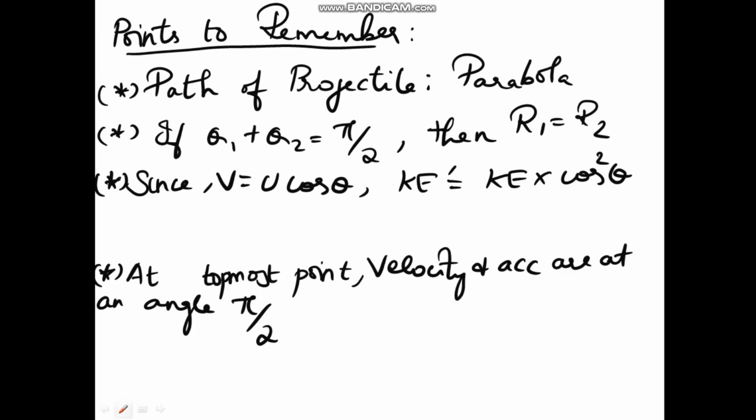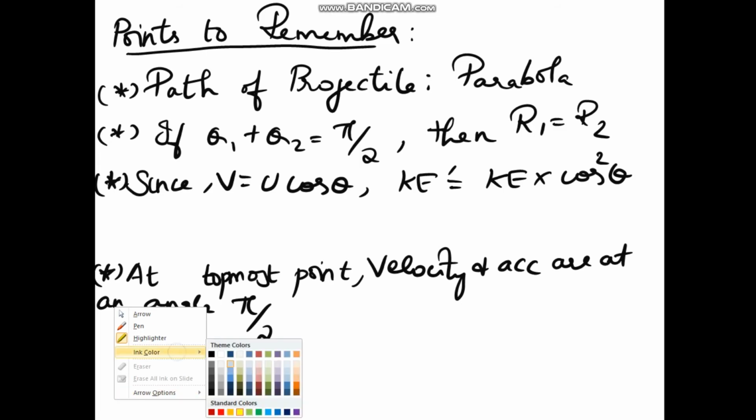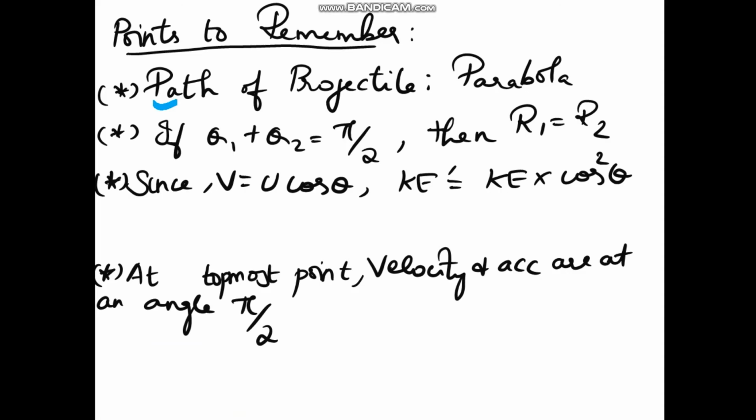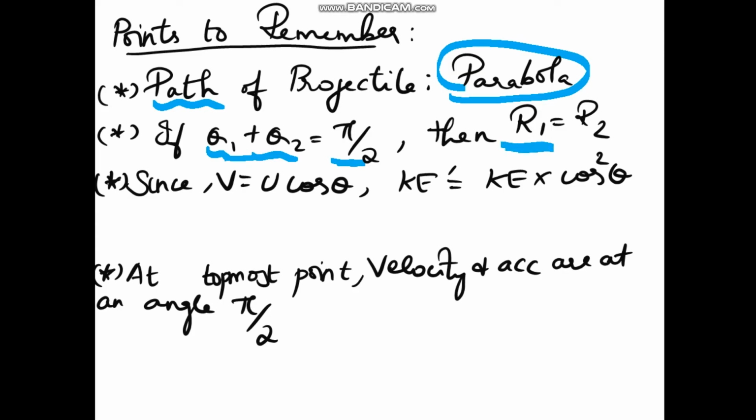Then what are all the important points that you must remember in projectile motion? Let us see. Path of the projectile is a parabola. This is a frequently asked question. Then if two angles are complementary, what is complementary meaning? Sum of two angles is 90 degrees. Then the range of the first projectile is equal to the range of the second projectile. This is a very important thing you must remember.